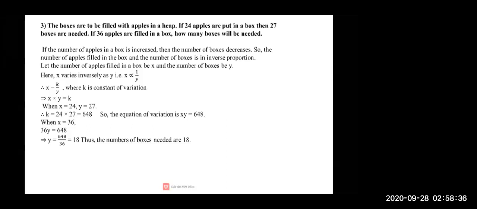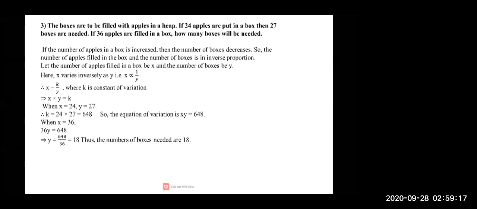So here 24 and 36, one is increasing, one is decreasing. So here what you can see, if the number of apples in a box is increased, then the number of boxes decreases. So the number of apples filled in a box and the number of boxes are in inverse proportion. They are in which proportion? They are in inverse proportion.